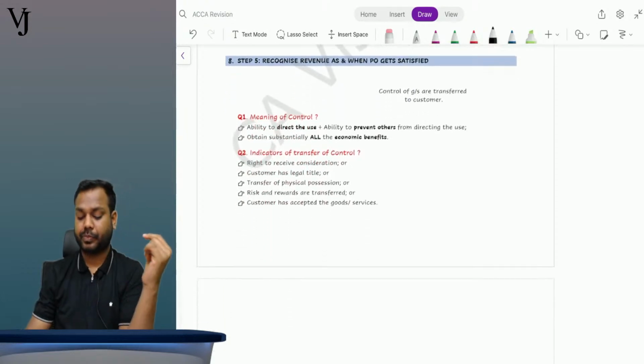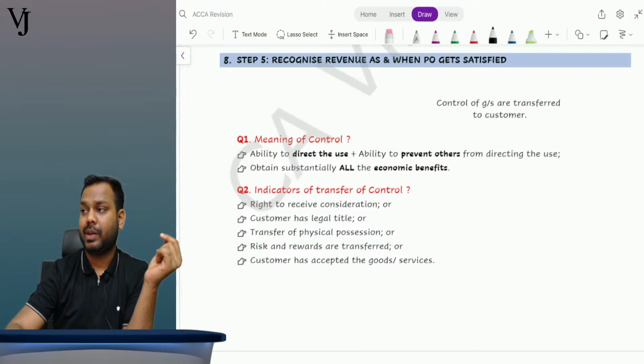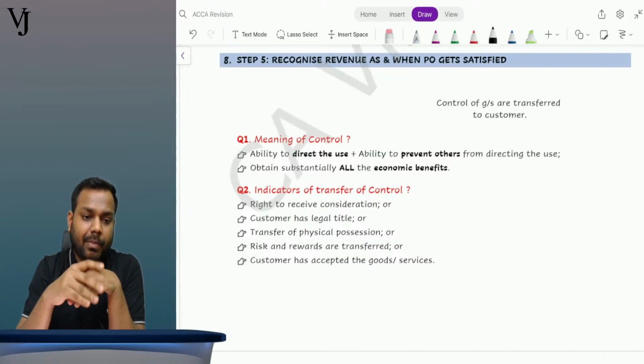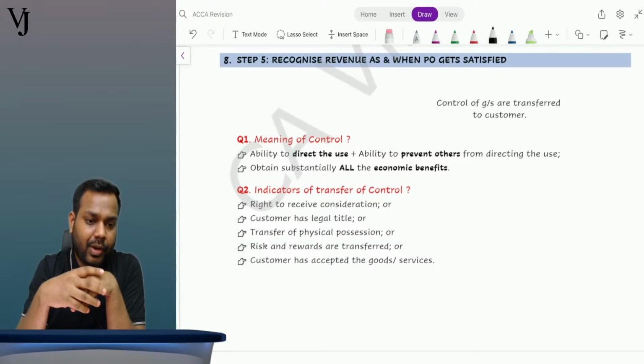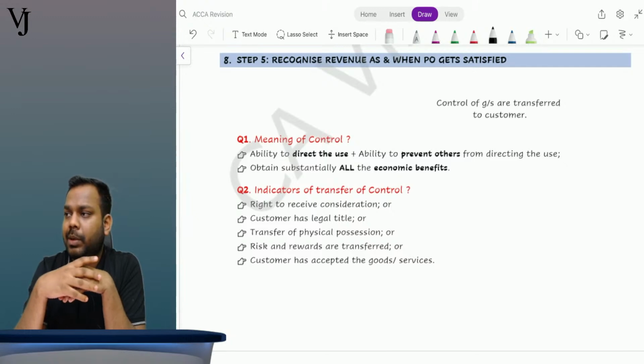Now, recognize revenue as and when the performance obligation gets satisfied. Tell me guys, we discussed step number 1, 2, 3 and 4. Is that clear to everyone? We are moving on to the last step of revenue recognition. Is that clear to everyone till here?